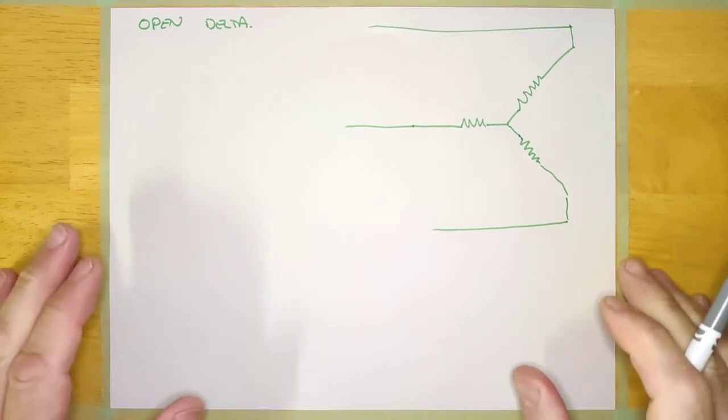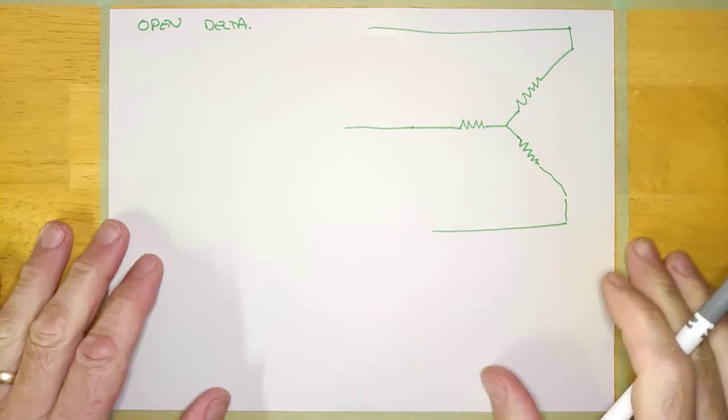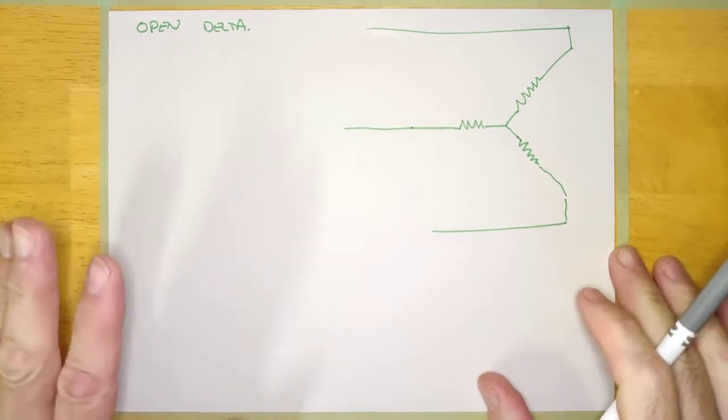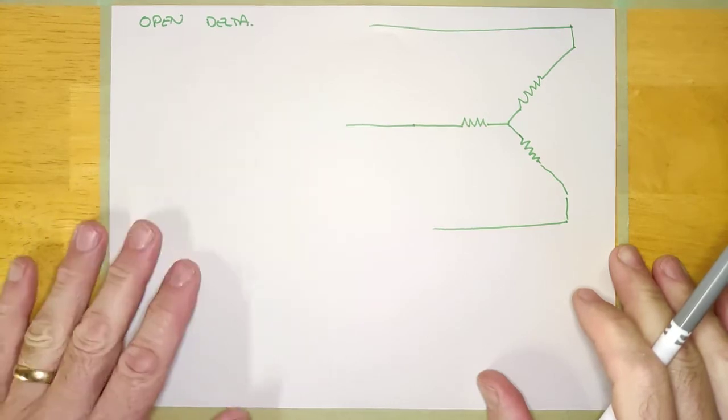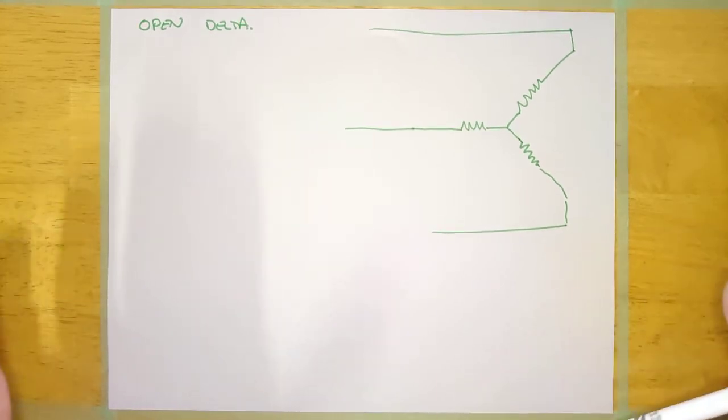Okay, guys, we're going to learn about open delta, and open delta is a transformer type. But there's some stuff I haven't been telling you about three-phase, guys, and the reason I haven't been telling you about it is because it didn't matter up till now.